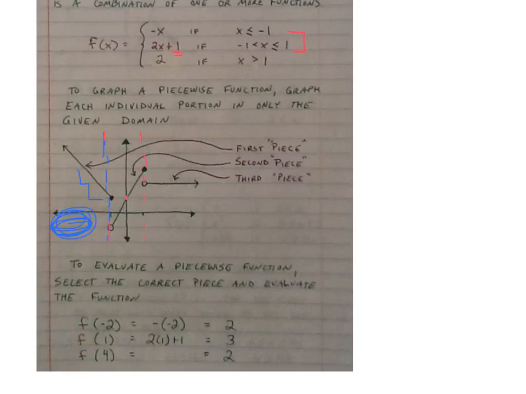When I want to evaluate f of 1, I pick which one of these 3 pieces it fits into, and it fits into the second piece because that's where 1 is included, and I evaluate 2 times 1 plus 1. That gives me a value of 3. And then finally I want to evaluate f of 4, and 4 is contained in the third piece. So I plug 4 in for any place I have an x, and in this piece I don't have an x, so it's always equal to 2.